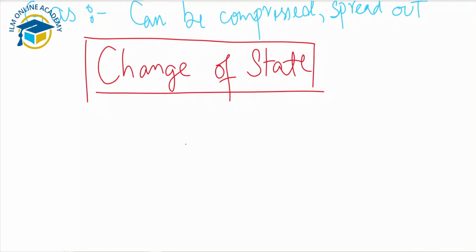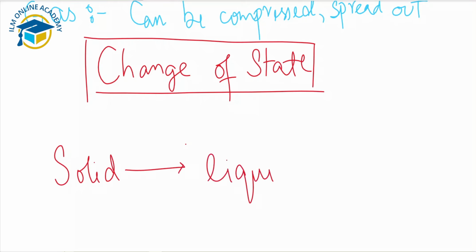Change of state. In case of change of state, we have different physical properties that are included in it, like the physical changes: melting, boiling, evaporation, freezing, and condensation. All are included in the change of state or change of phase. For example, we have solid substances, and then we have liquid, and we have gas. Gas particles are present there.